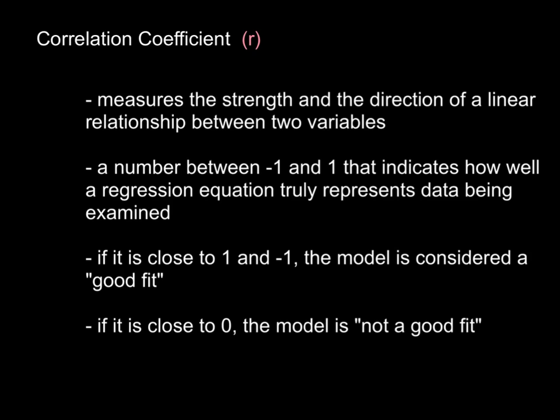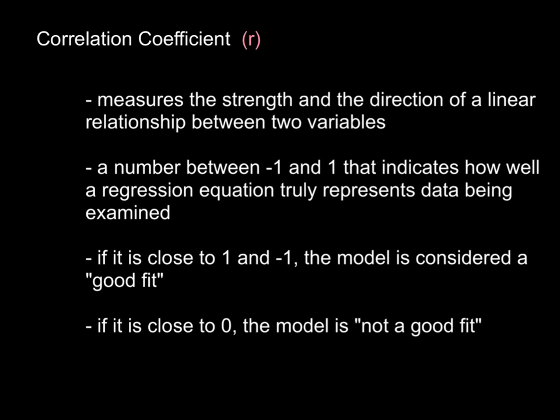All right, the other thing we have to talk about is correlation coefficient, which is known as R on your calculator. This measures the strength and the direction of a linear relationship between two variables. A number between -1 and 1 that indicates how well a regression equation truly represents data being examined.